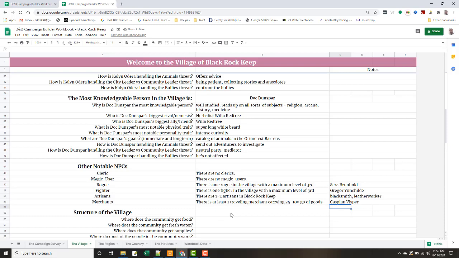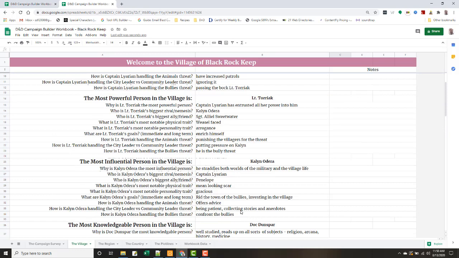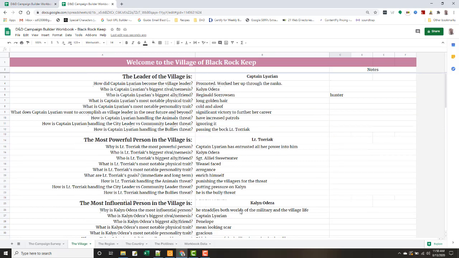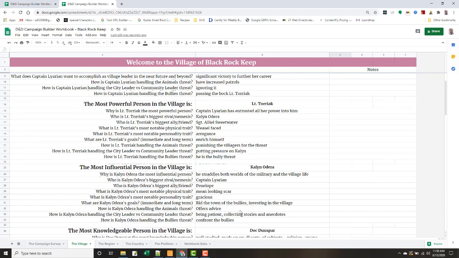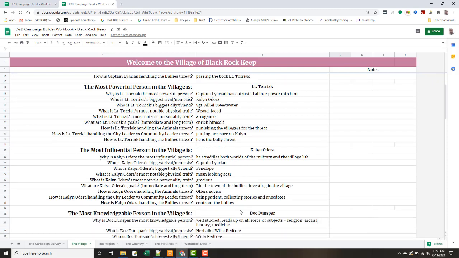So we're going to end the video there. This is just the NPCs of the village of Black Rock Keep. And from here, you can start building out more detail around each of these individuals. But just from this point, you could introduce the players and their characters to this village. At this point, I'm going to end the video.